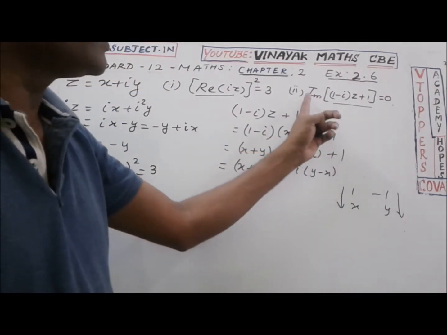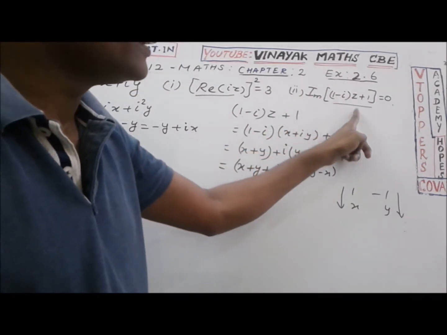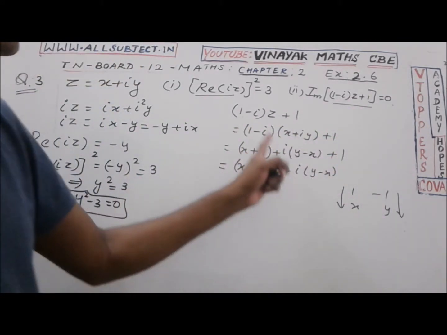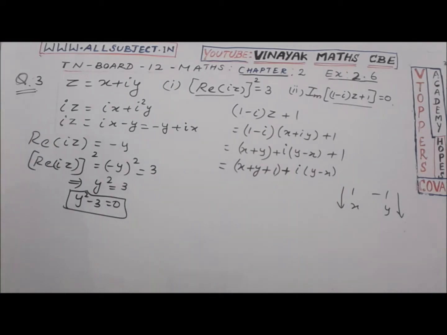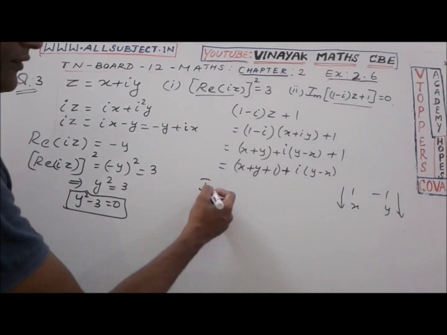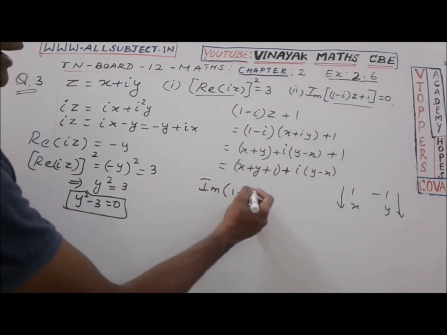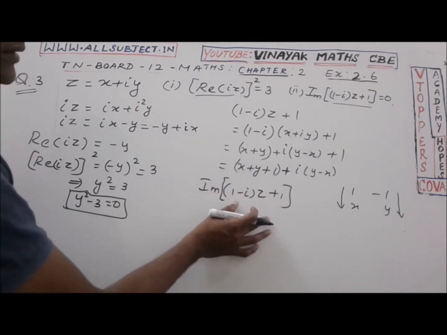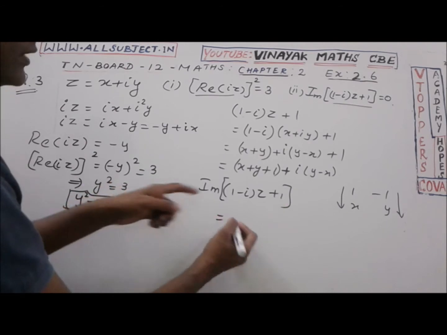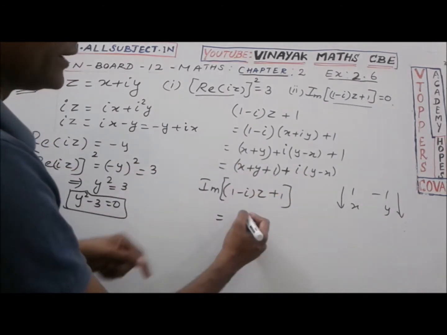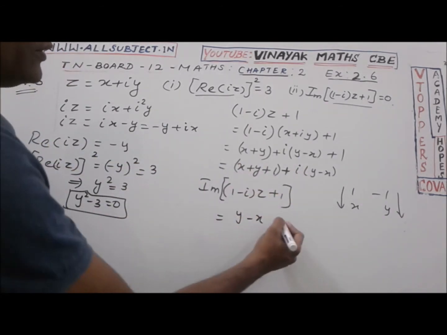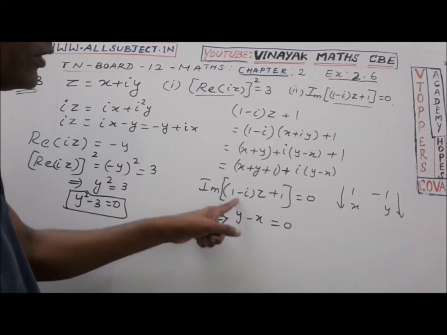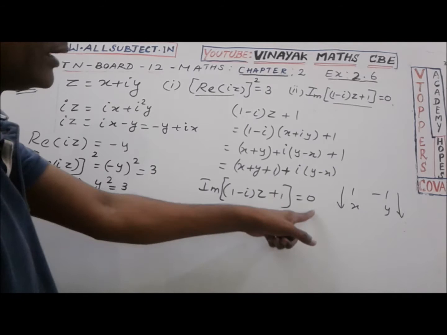But the condition given is imaginary part of (1 minus i) into (z plus 1) equal to 0. So the imaginary part of this complex number will be equal to 0. So imaginary part of (1 minus i) into (z plus 1) equals the imaginary part of this, that is y minus x, which is equal to 0, as given.